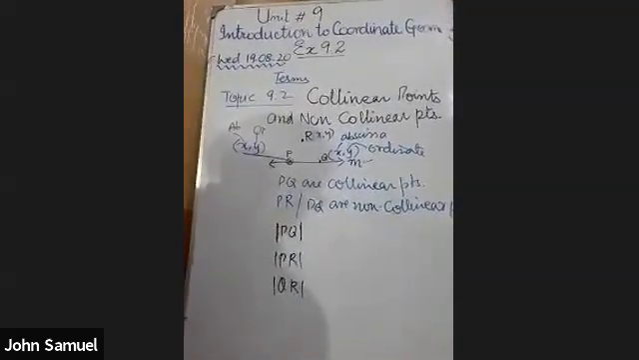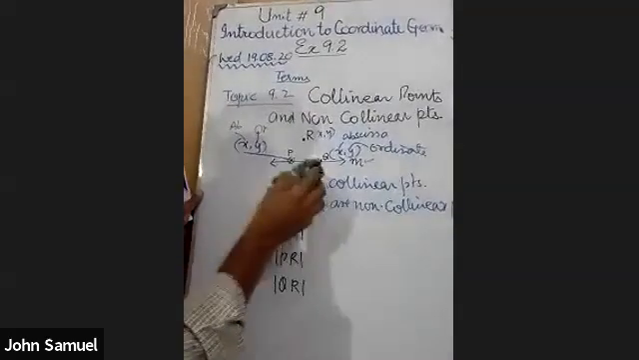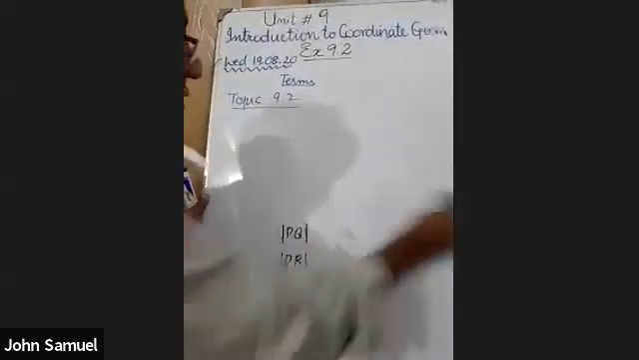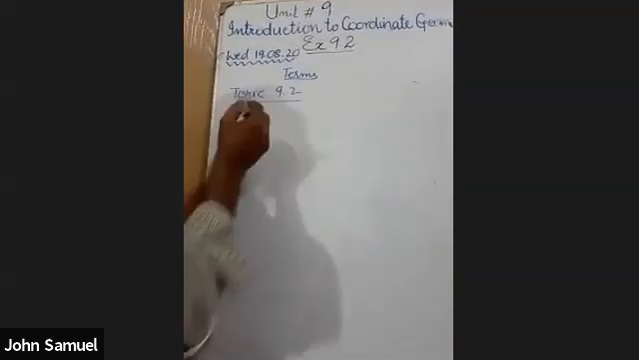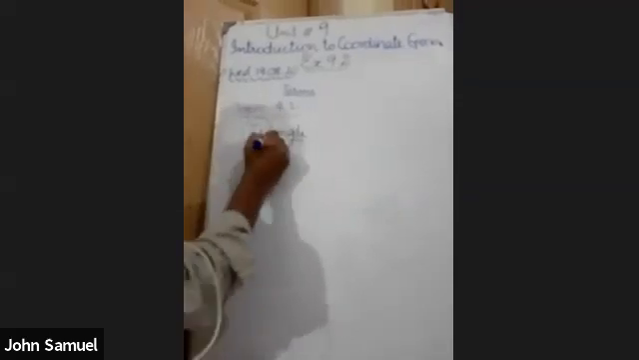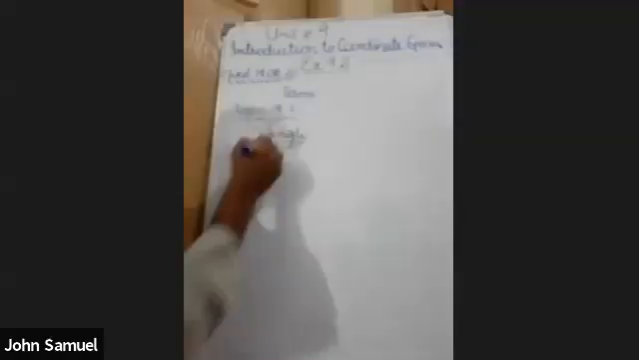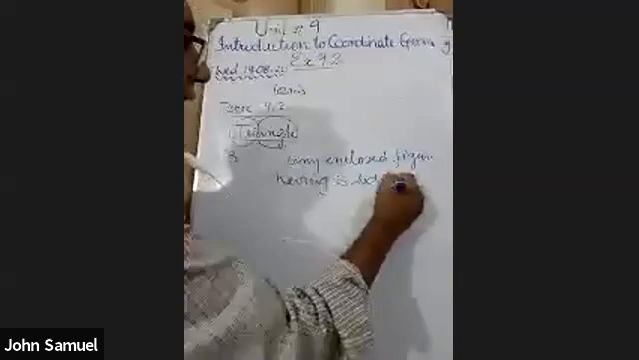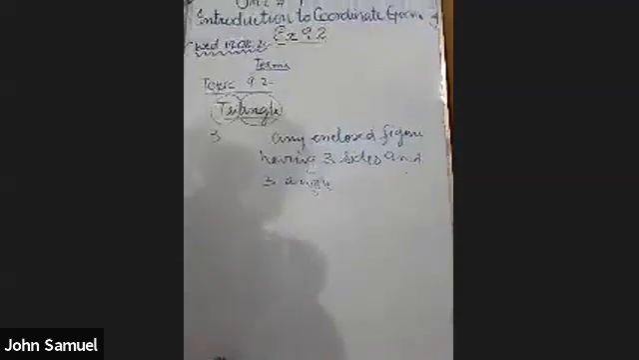Now next, page number 171. Here we will learn about the triangle. What is a triangle? Tri means three, and angle means an enclosed figure having three sides and three angles. That is known as a triangle.